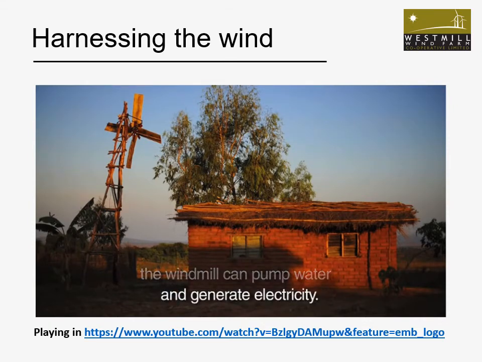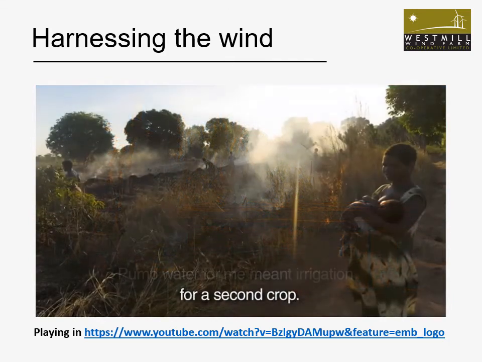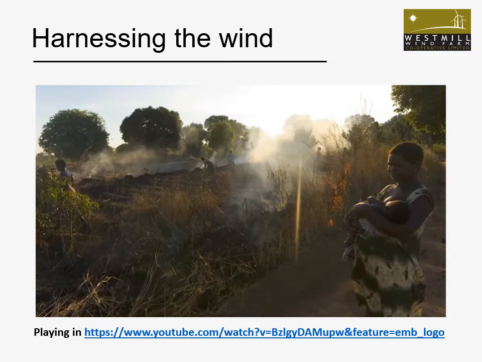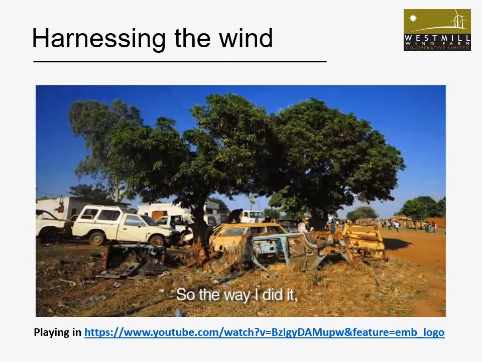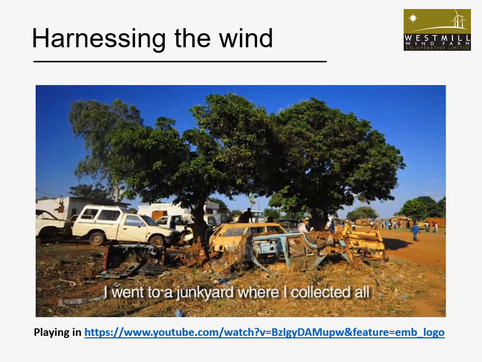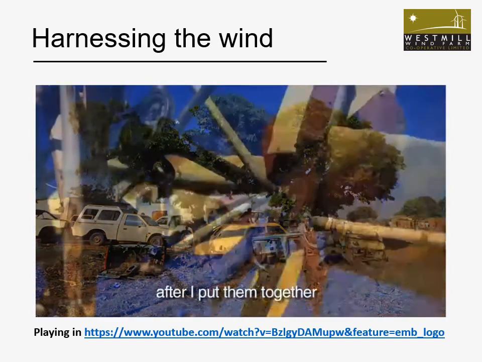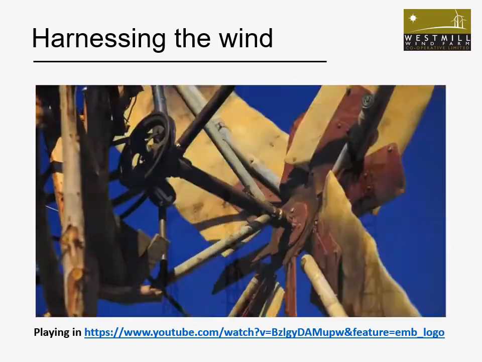The picture said that the windmill can pump water and generate electricity. Pump water for me meant irrigation for a second crop. I said, if I can build this windmill, then I can solve this problem we are facing. So the way I did it, I went to a junkyard where I collected all the pieces of the windmill, and after I put them together, I was able to bring everything together and build it.